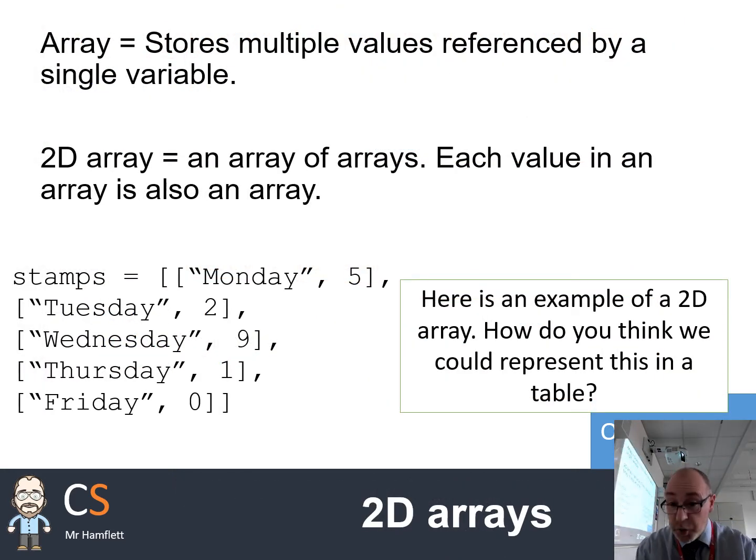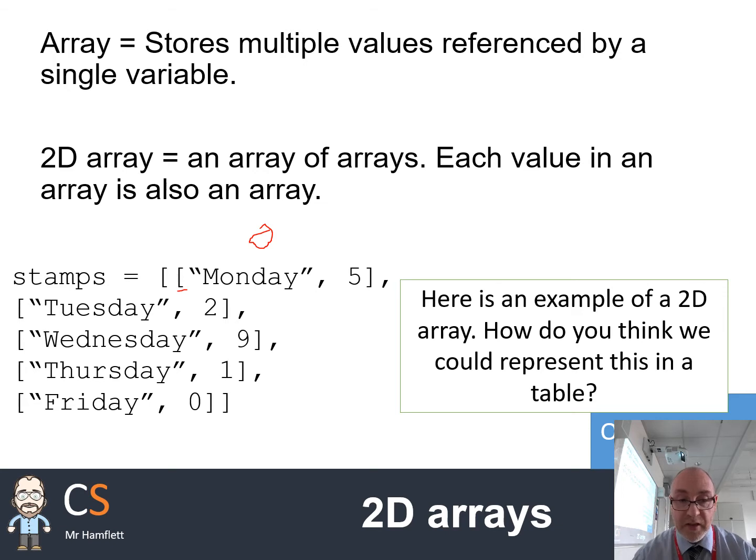So a 2D array is an array of arrays. Each item in the array is in itself a little mini array. On the screen I have an array called stamps, and the first item, in index 0, happens to be another array with 2 values in, Monday and 5.